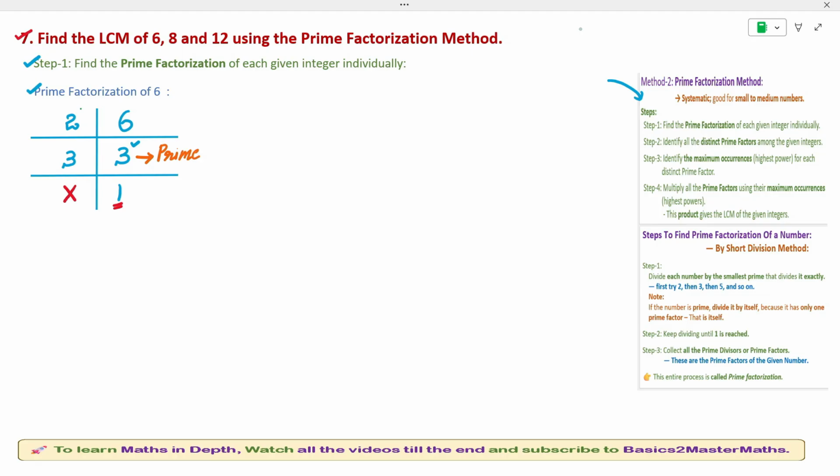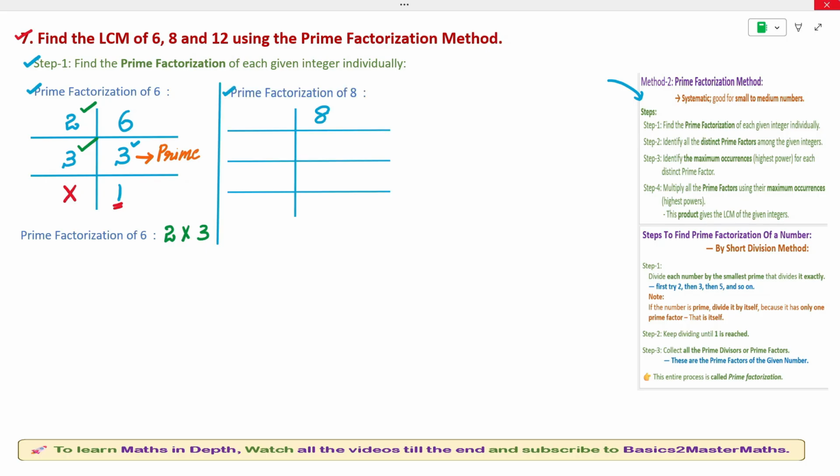Finally, collect all the prime divisors. In this case, they are 2 and 3. So, prime factorization of 6 is 2 multiplied by 3.